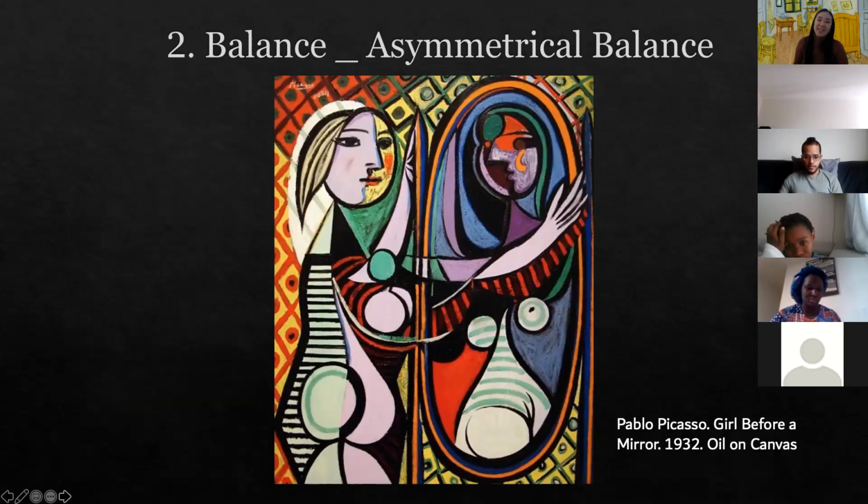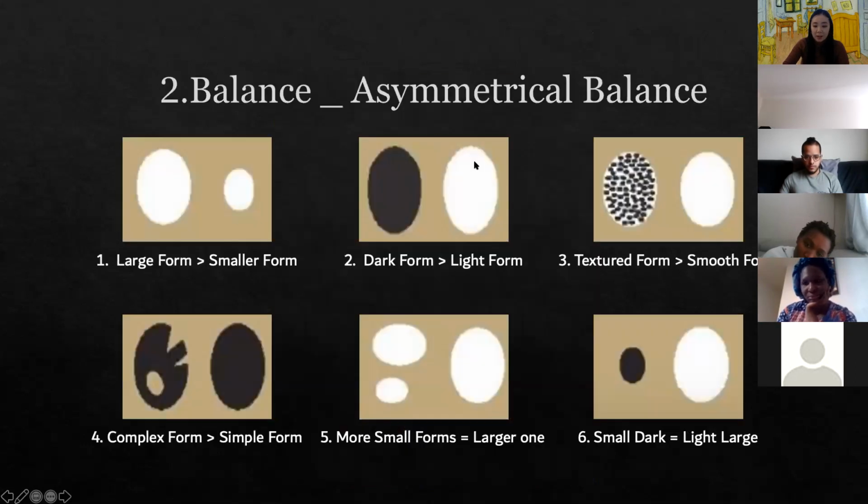Yes. Correct. So the woman on the left and the woman in the mirror look similar in size, but the left one is bright and the right one is dark. So that is the second factor of the asymmetrical balance. Perfect.